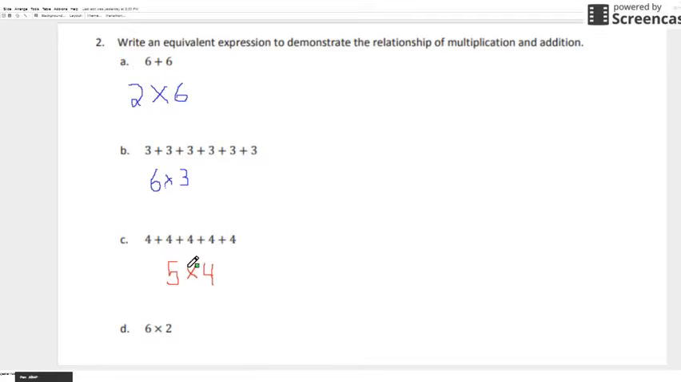So this says 6 groups of 2. Remember, this is not 2 groups of 6. This is different than this. This says 6 groups of 2. So therefore, we want to see 6 groupings of 2.